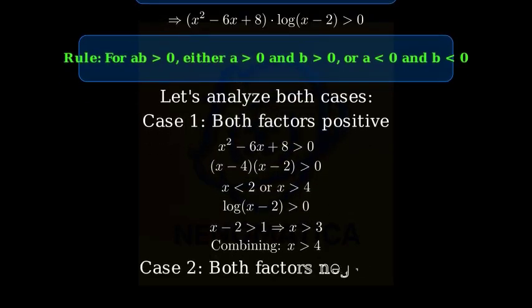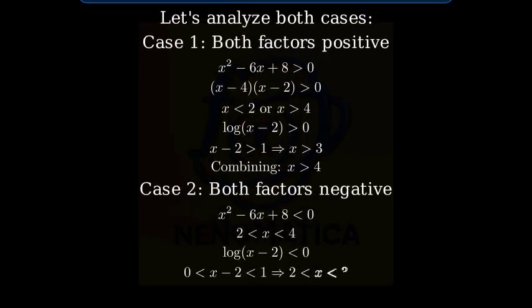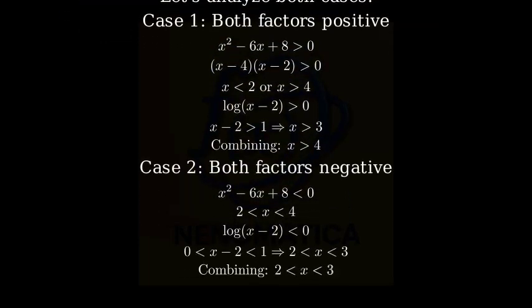Case 2, both factors are negative. For the quadratic factor to be negative, x must be between 2 and 4. For the logarithmic factor to be negative, x minus 2 must be between 0 and 1, which means x is between 2 and 3. Combining these, we get that x must be between 2 and 3 for the second case.